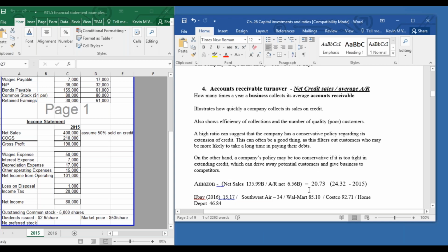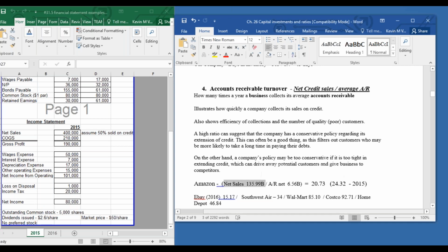So Amazon, they turn their stuff over really well. They turn it over 20 times a year, so that's well over that 12. So it's almost every 2 weeks they collect on the debt that's owed to them. As you can see, their net sales. Now this number may be high.